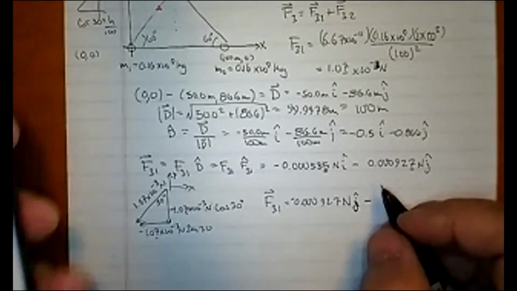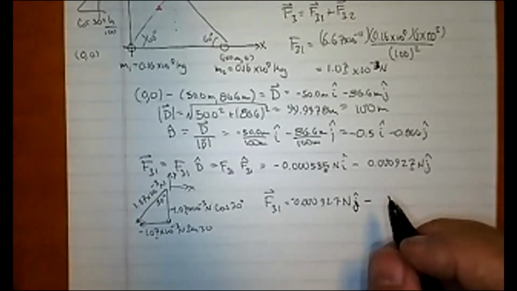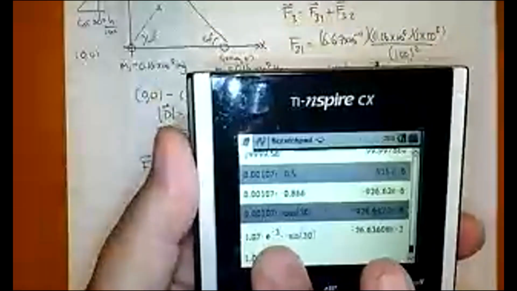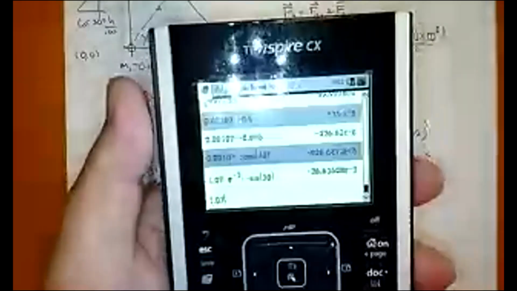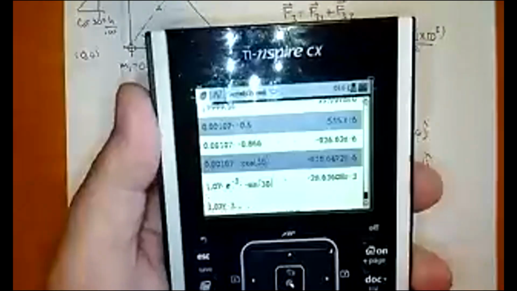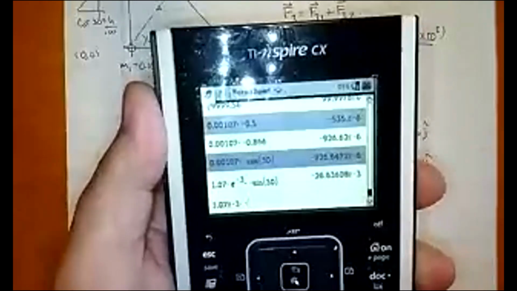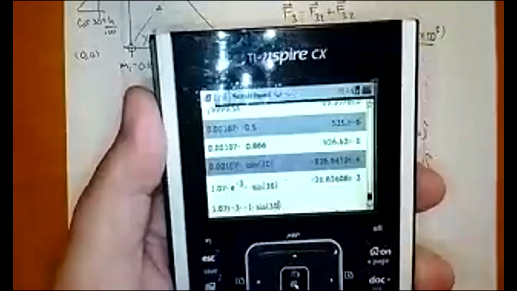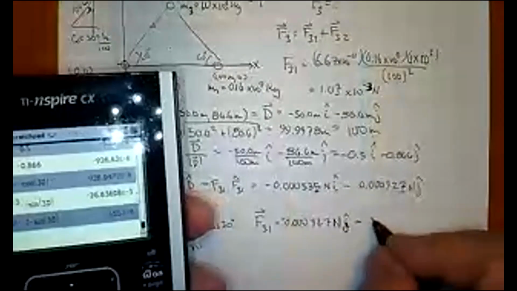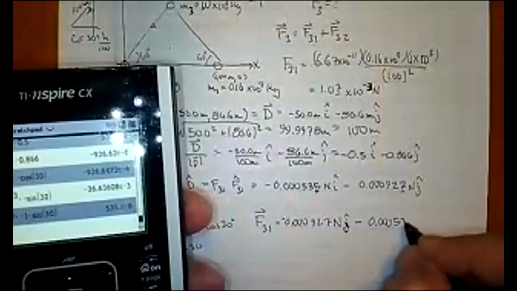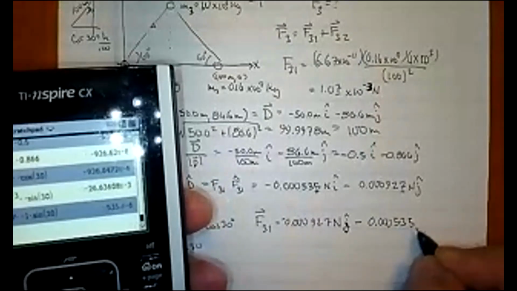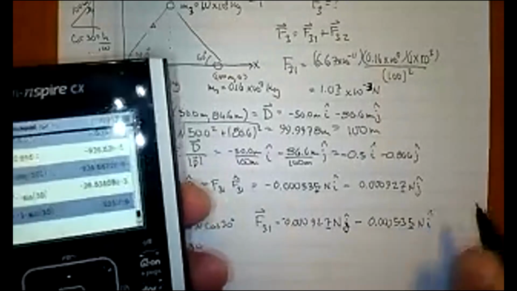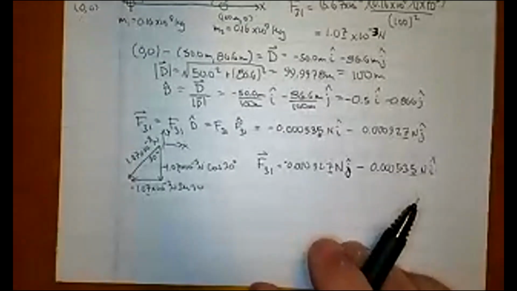And I get, whoa. Oh, no wonder. 1.07. Look, I hit the E instead of the double E. 1.07 E E negative 3 times negative 1 times sine 30. And you get 0.000535. Again, that's one extra digit, just like that one is. Newtons in the I hat direction. So you got the exact same vector either way. That's the key point.